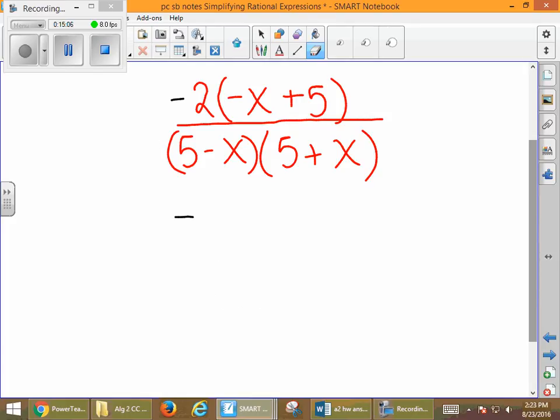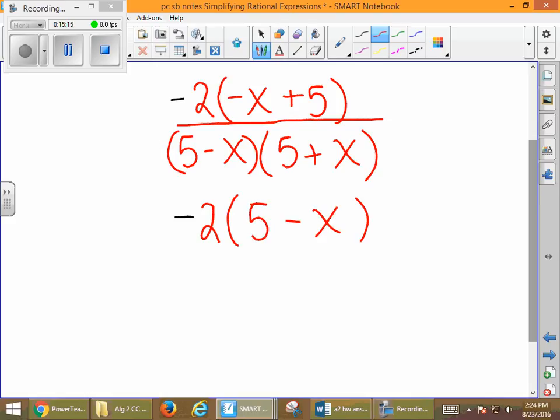Keep that 2 red. -2. Let's change the order up here to 5 minus x. I didn't change anything. It's just that I wrote the subtraction second now.